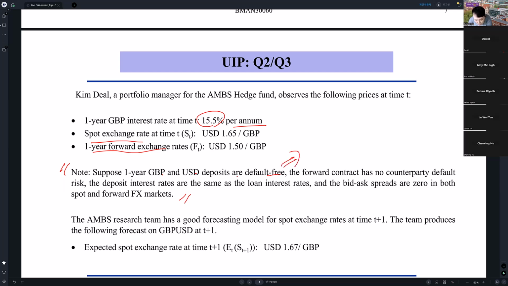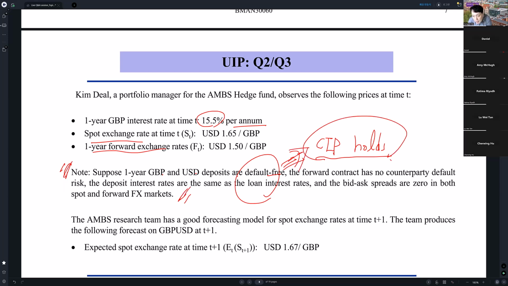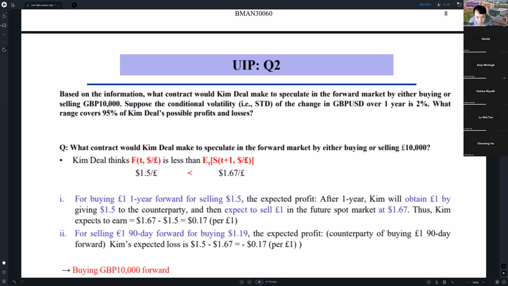What is the meaning of these kinds of things? This means actually CIP holds. These are the assumptions we use to prove whether CIP holds or not, right? Given these assumptions, you need to say directly that CIP holds. Anyway, the AMBS research team has a good forecasting model. So this is the future exchange rate. So we are supposed to compare the forward rate with the future spot exchange rate and think about the investment strategy. Based on the information, what contract would Kim Deal make to speculate in the forward market?